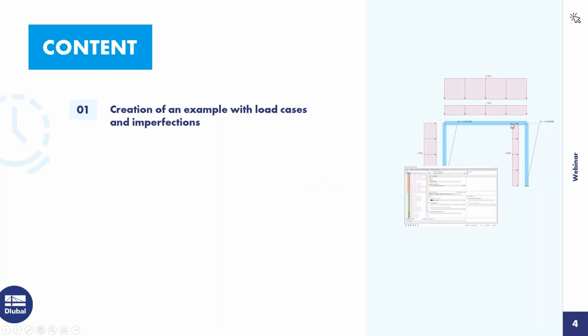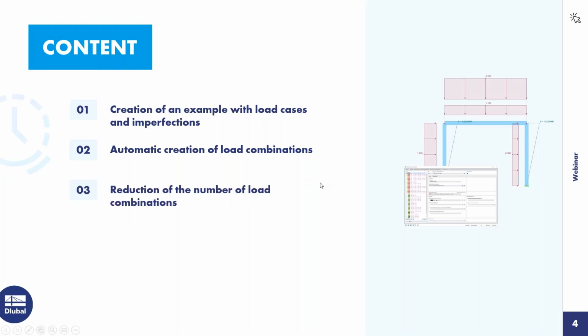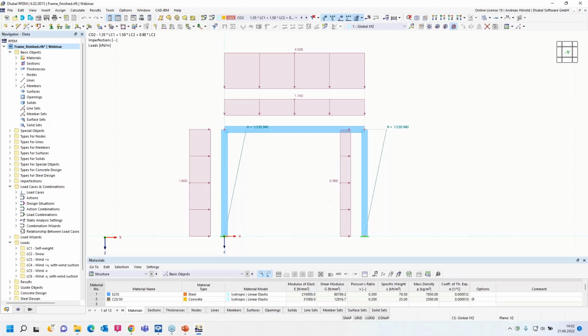To the agenda today, I will create a simple example. You can see that on the right side here: a steel frame, and I add load cases and imperfections. Then follows the automatic creation of load combinations. That's the main part of the webinar. Then reduction of the number of load combinations and consideration of initial states. Then let's turn to the program.